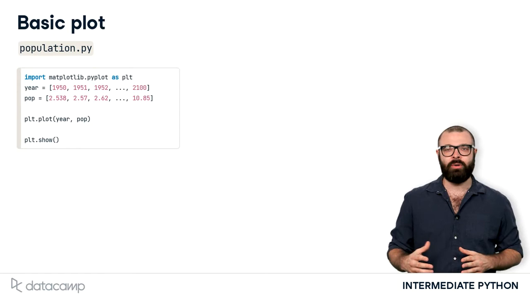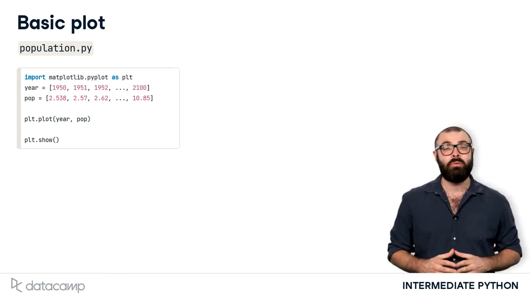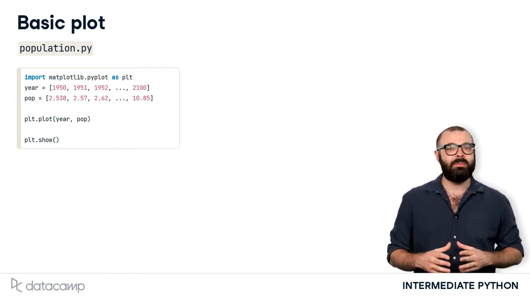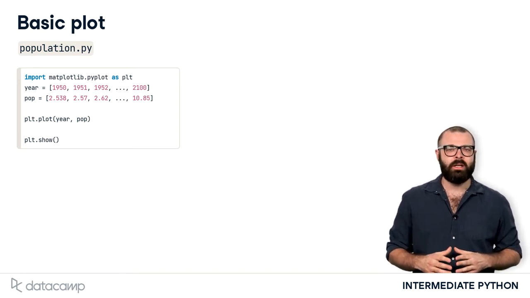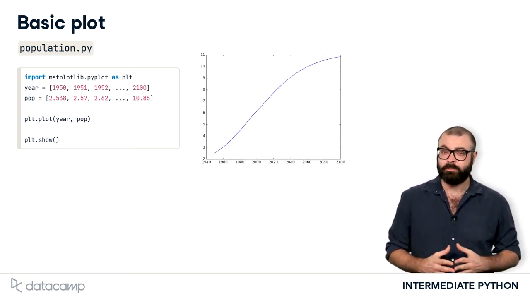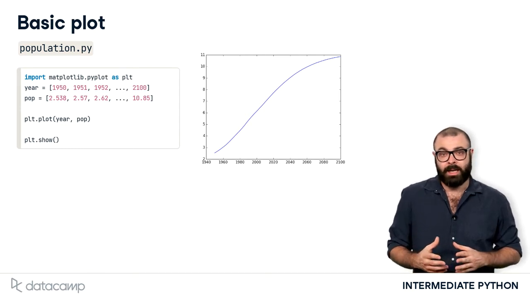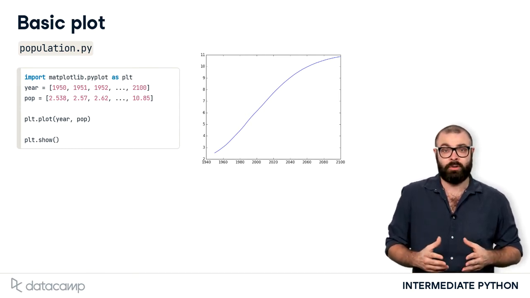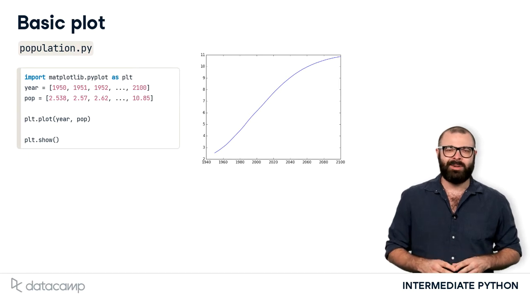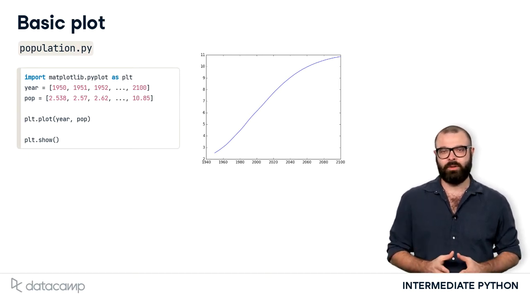Let's start with the code in this script to build a simple line plot. It's similar to the line plot we've created in the first video, but this time the year and pop lists contain more data, including projections until the year 2100, forecast by the United Nations. If we run this script, we already get a pretty nice plot. It shows that the population explosion that's going on will have slowed down by the end of the century, but some things can be improved.